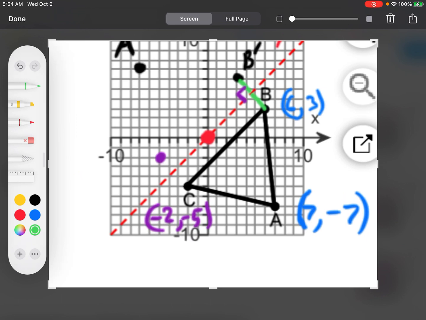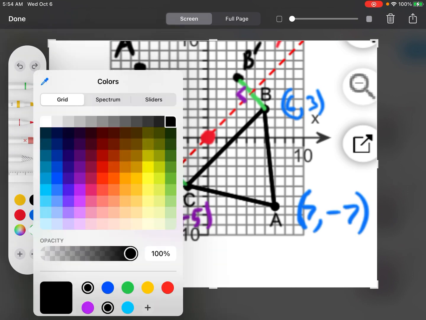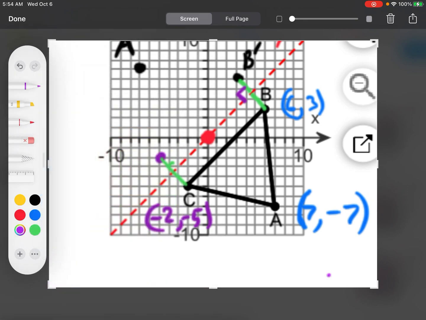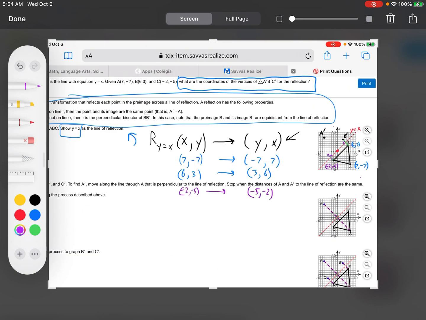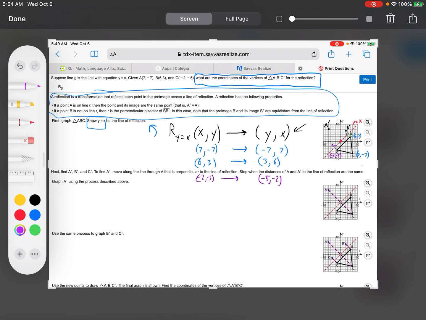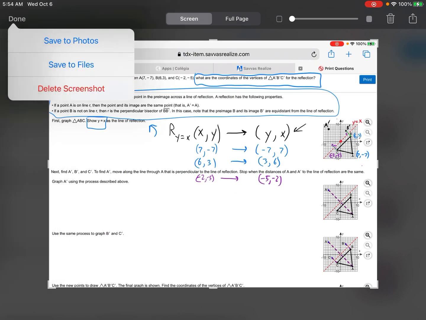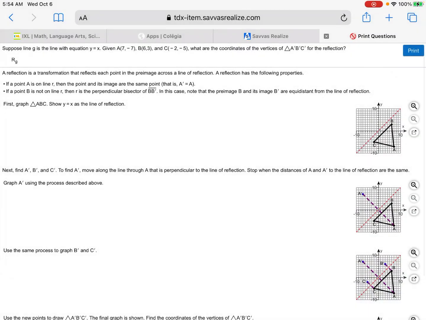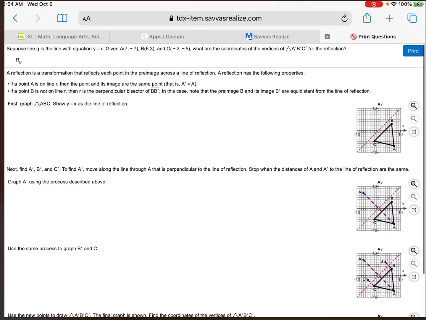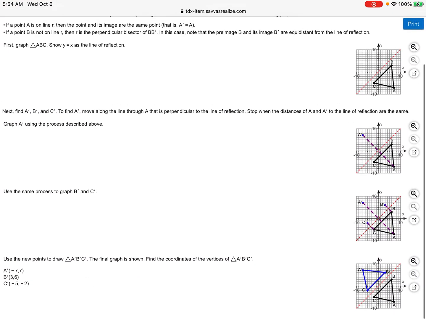Okay, and if you notice, that does go perpendicularly across, and it's equidistant on both sides. So this is 90, and this is the same distance as this one. Okay, so they do the same thing for those other ones. Delete. And that's it. That's all we had to do, I guess.